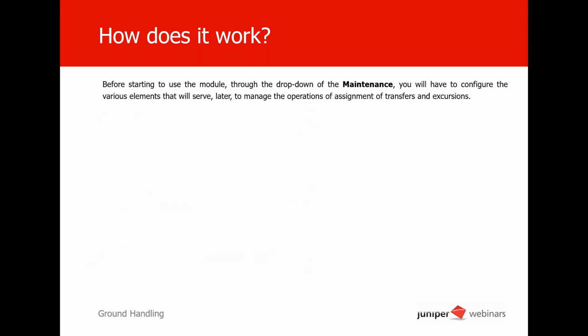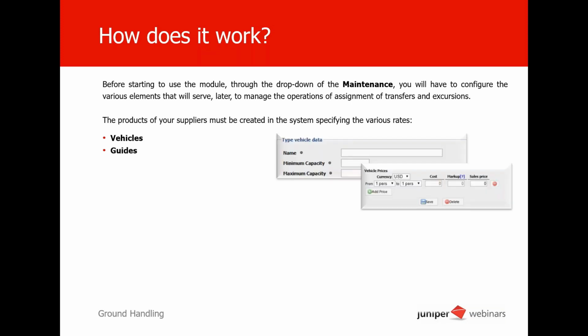Before starting to use the module, through the drop down of the maintenance, you will have to configure the various elements that will serve later to manage the operations of assignments of transfers and excursions. The products of your suppliers must be created in the system, specifying the various rates, vehicles, guides and drivers if they are activated under request. As you can see in the image, you can specify the name and the minimum and maximum capacity, and you can specify the cost, the markup and the sales price.